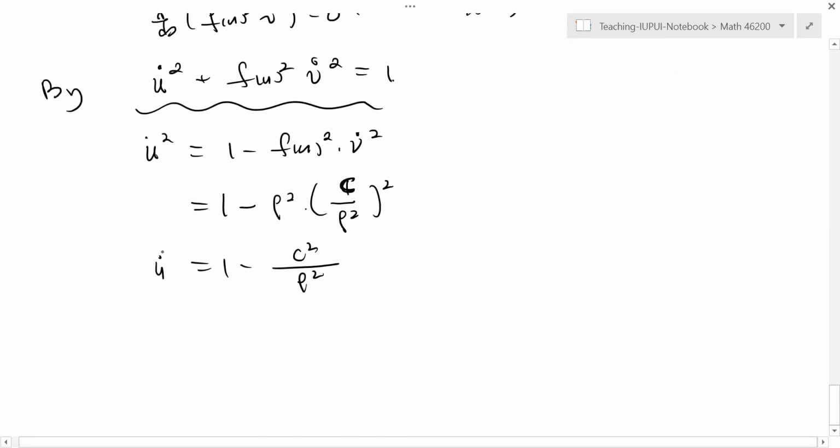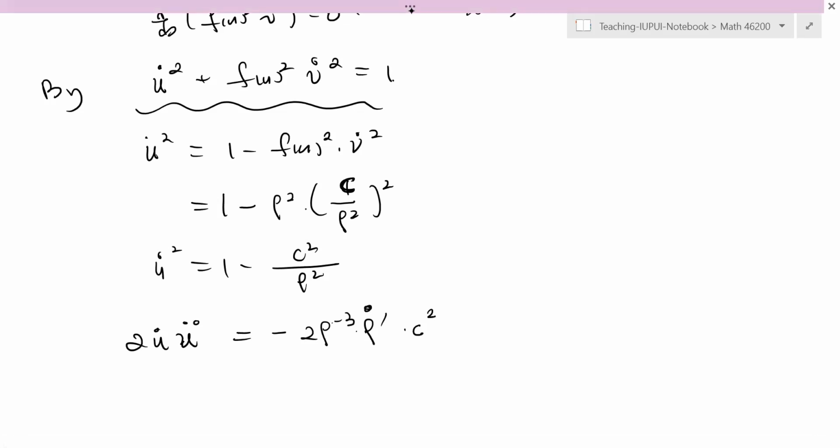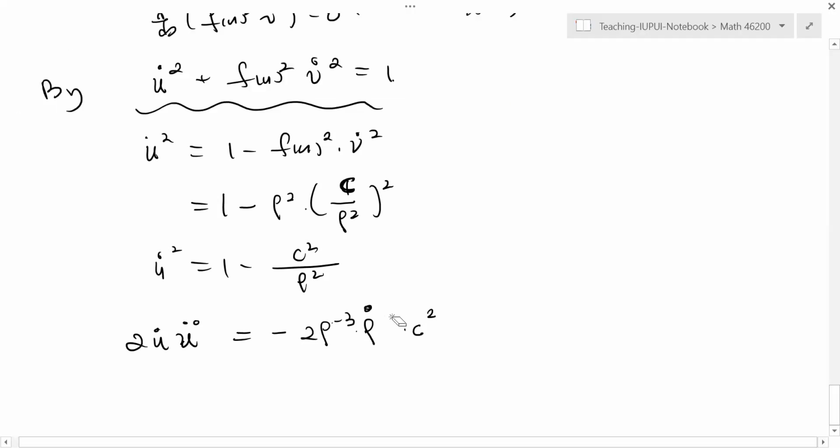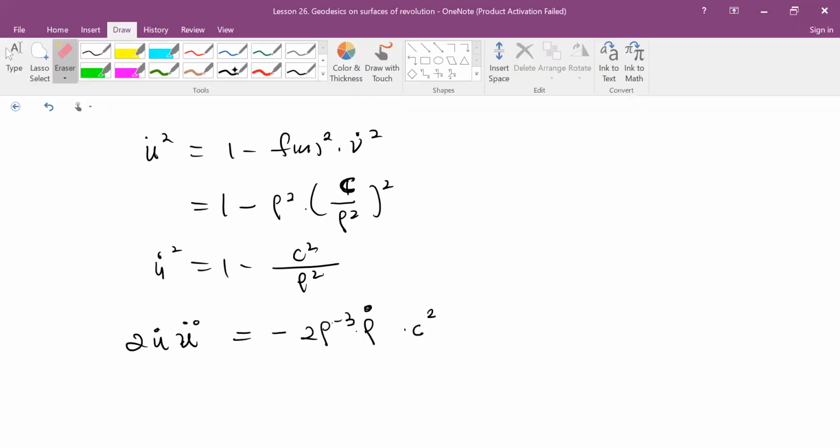Then I differentiate twice. Then I got negative, I think it's 2 rho to the negative 3, and the constant squared, right? Okay, now what?